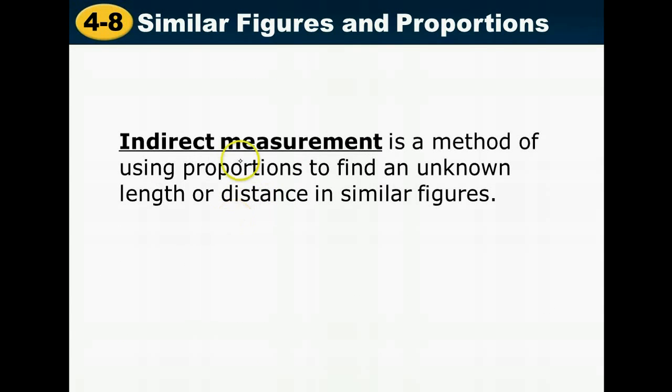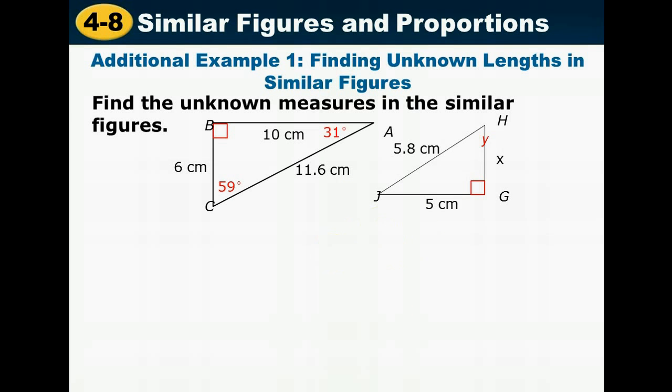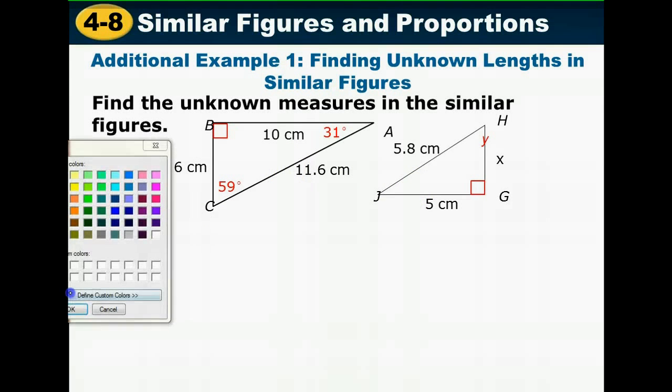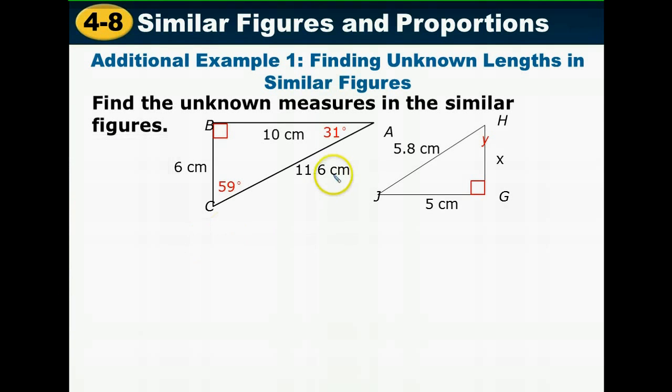Okay, so now that you understand similar figures, let's use that knowledge to find indirect measurement. Indirect measurement is a method of using proportions to find an unknown length or distance in similar figures. So for example, if they tell me that those two triangles are similar and I need to find a missing length, knowing that their corresponding sides are proportional, I can set up a proportion to find the missing length.